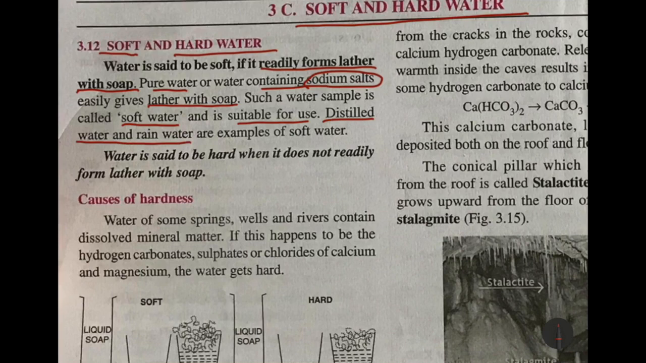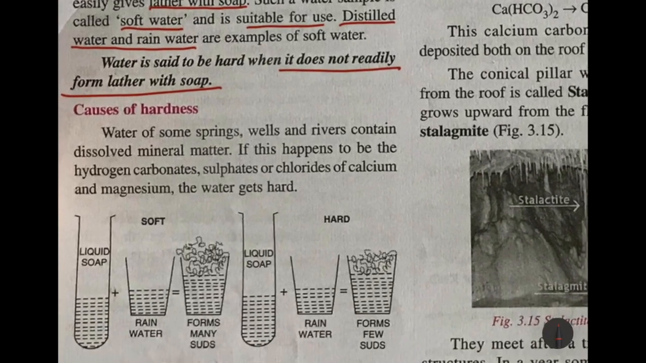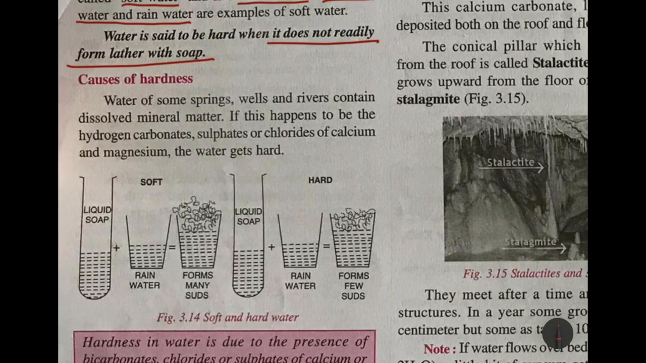And just the opposite, when is water said to be hard? When it does not readily form lather with soap. So what are the causes of hardness of water? There is water of some springs, wells, and rivers which contain dissolved mineral matter. You know, water is a universal solvent, so different types of minerals are dissolved in it.